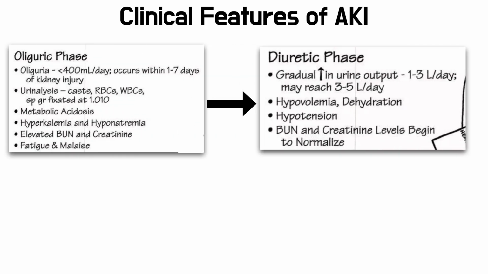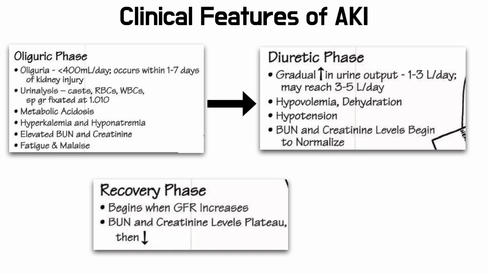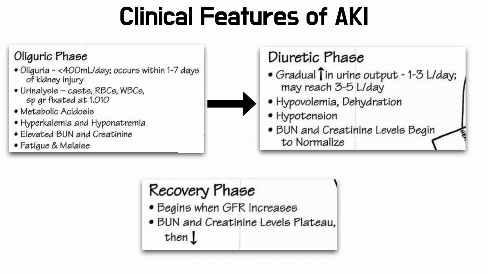And then the diuretic phase happens, right? In the diuretic phase, there will be a gradual increase in urine output. From the first phase to the third phase, the symptoms actually get relieved, not exaggerated, right? So that is how you remember. There is a gradual increase in urine output, from 1 to 3 liters per day to 3 to 5 liters per day. So hypovolemia, dehydration, and hypotension can happen, and BUN and creatinine levels begin to normalize. The last phase is the recovery phase, and in this phase, GFR, that is glomerular filtration rate, will begin to increase, and blood urea nitrogen and creatinine levels plateau, and then start to decrease, right? So these are the clinical features.